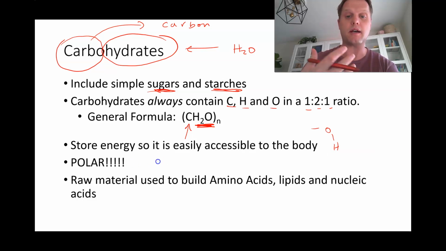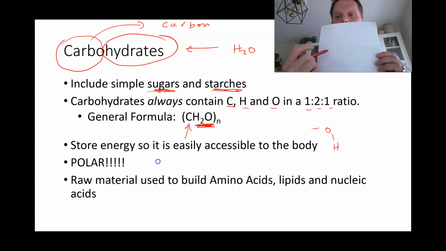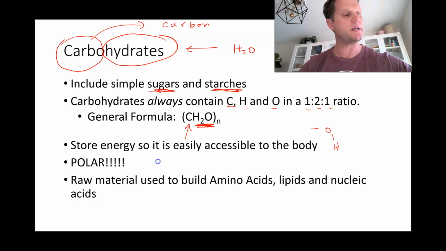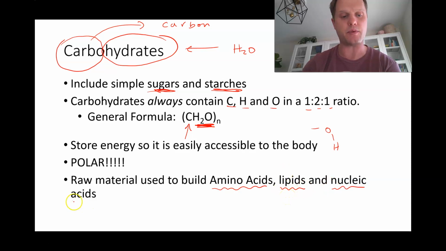This is why your piece of paper here, this is a piece of cellulose. And when you put this in water, it absorbs a lot of water because it itself is made up of these polar bonds, and it's going to mix and interact with that water really well. So carbohydrates are the raw materials that we use to build amino acids, which are going to form proteins for us. Lipids, which are going to form our fats, and nucleic acids, which are going to form our genetic material.